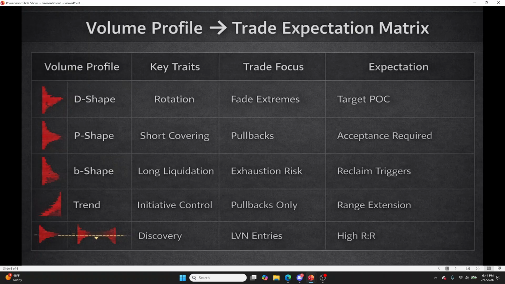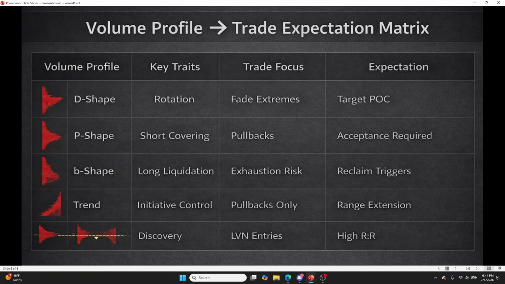And then the trade expectation matrix. This is something you'll see me give out within every meeting. It's like some form of handout to make it simple. So the D shape, you're expecting rotation. You're looking to fade extremes, target the point of control.